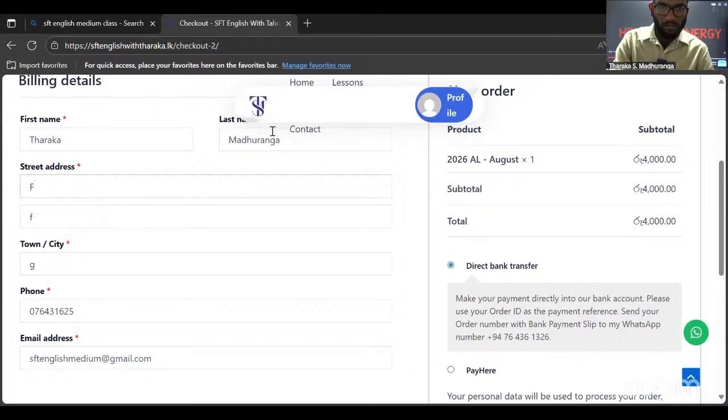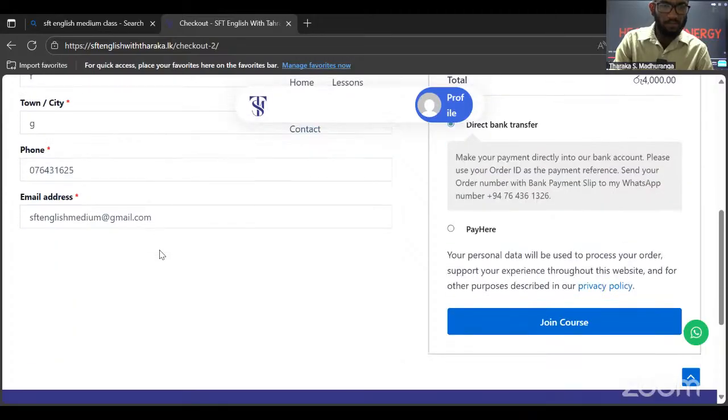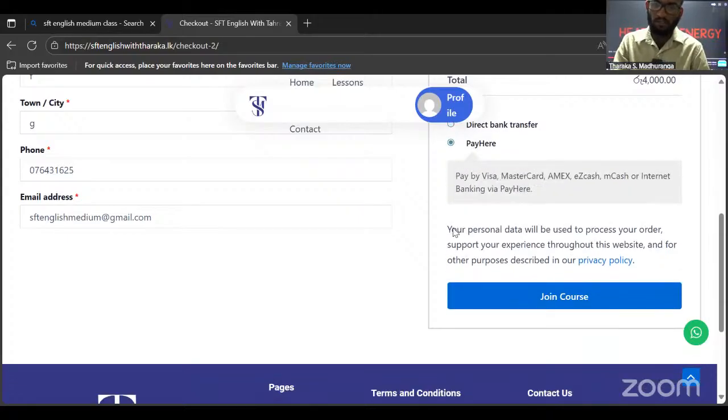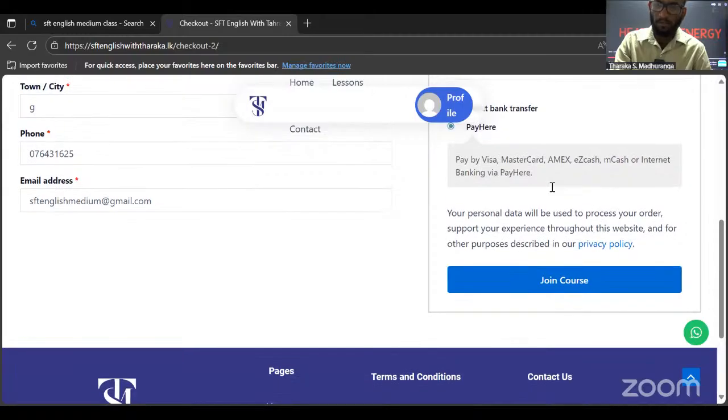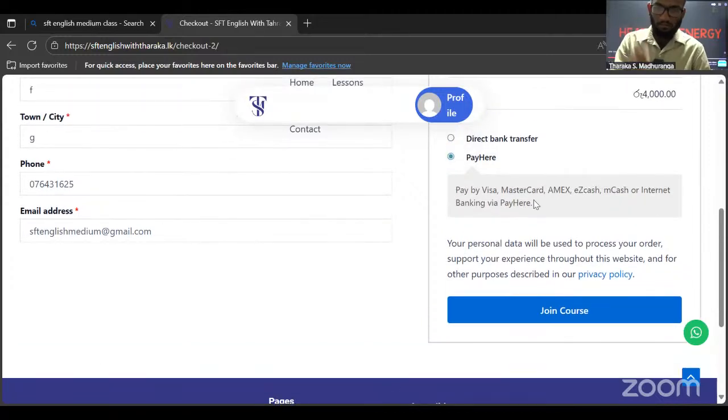Okay, you can fill in these spaces. If you are paying by your bank card, you can go with Pay Here, Visa or Mastercard, or any type of card given here. You can use it for the class fee. Pay your class fees with Master, Visa, Easy Cash, M Cash, internet banking with Pay Here, whatever.